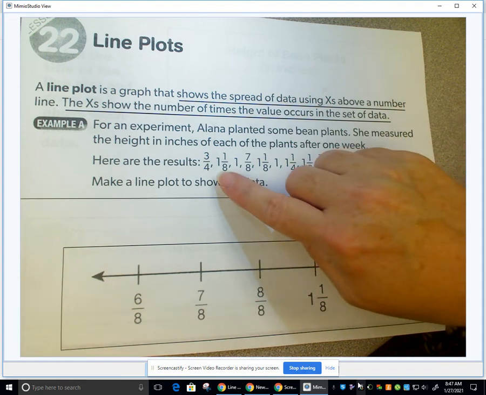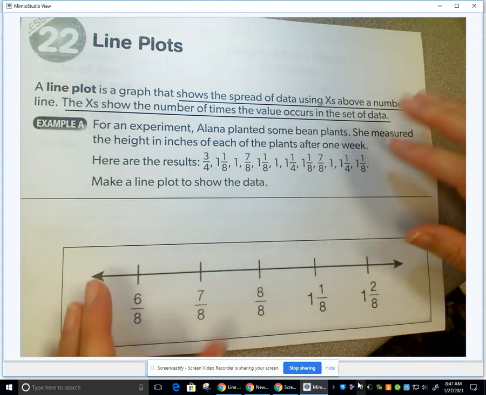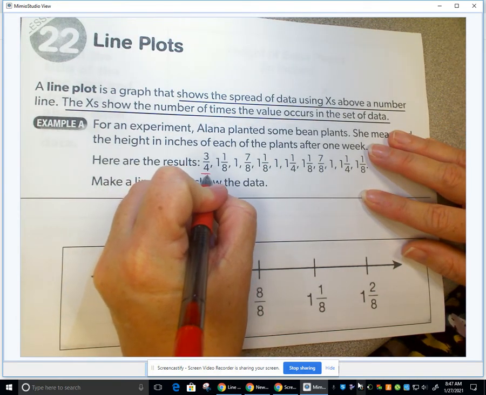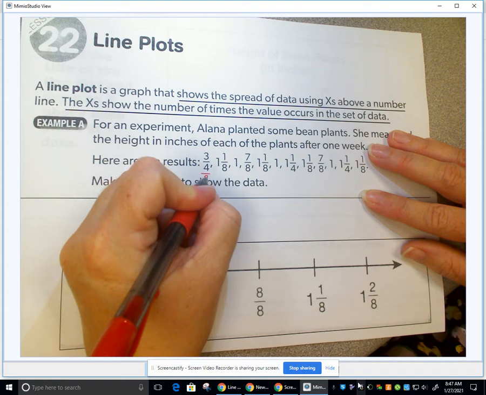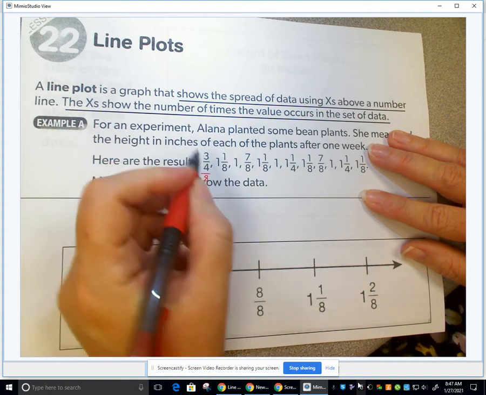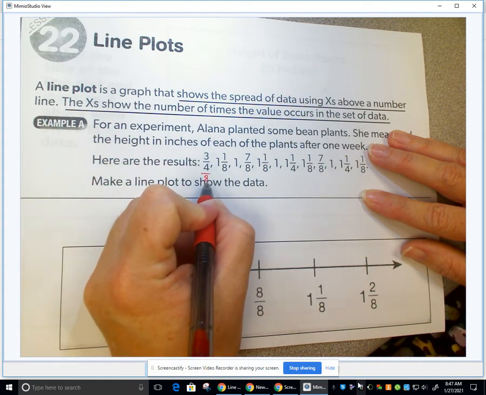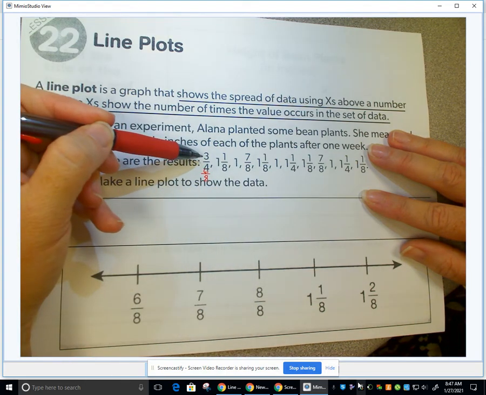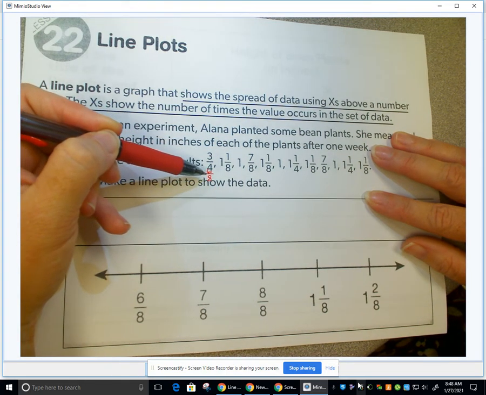For instance, 3/4. I can use 8 as my denominator. We're going to divide down, multiply up. 4, we're going to 8 two times. 2 times 3 is 6. So I have now renamed 3/4 to 6/8.